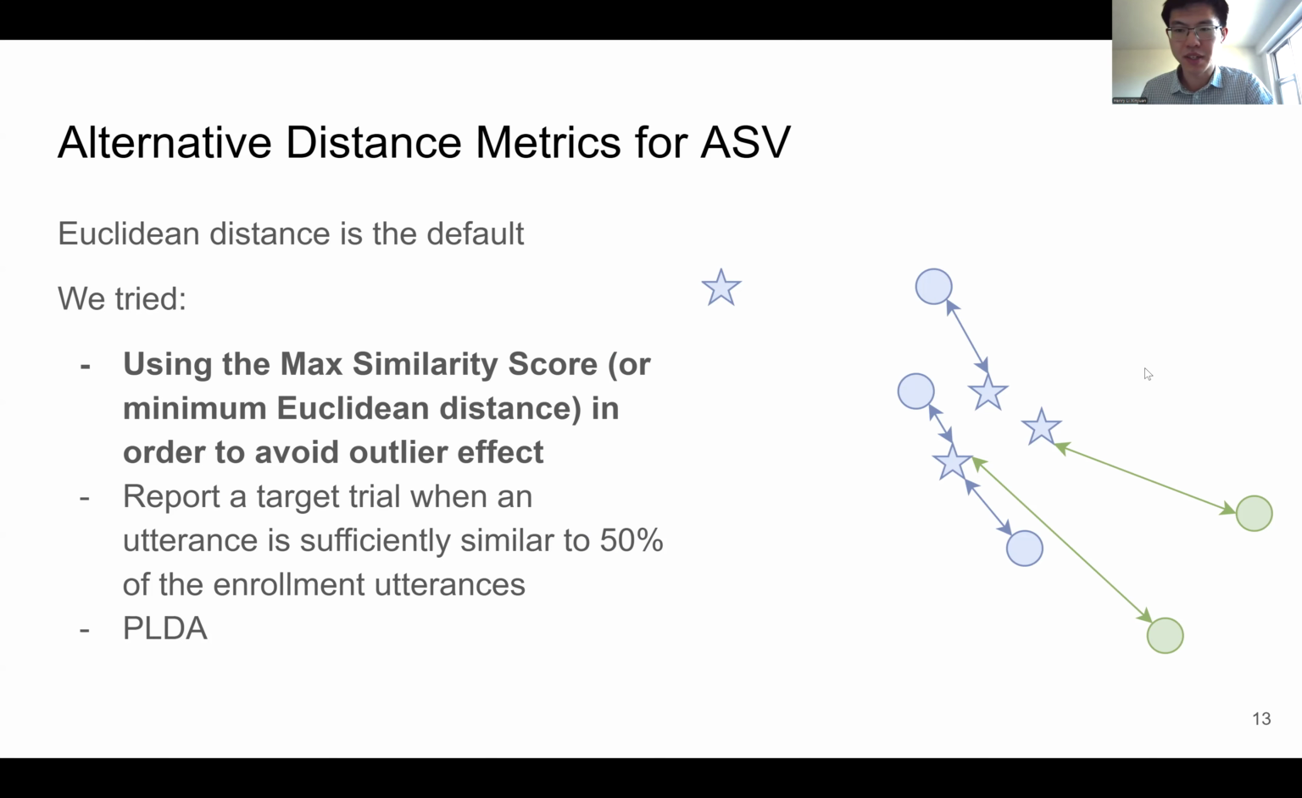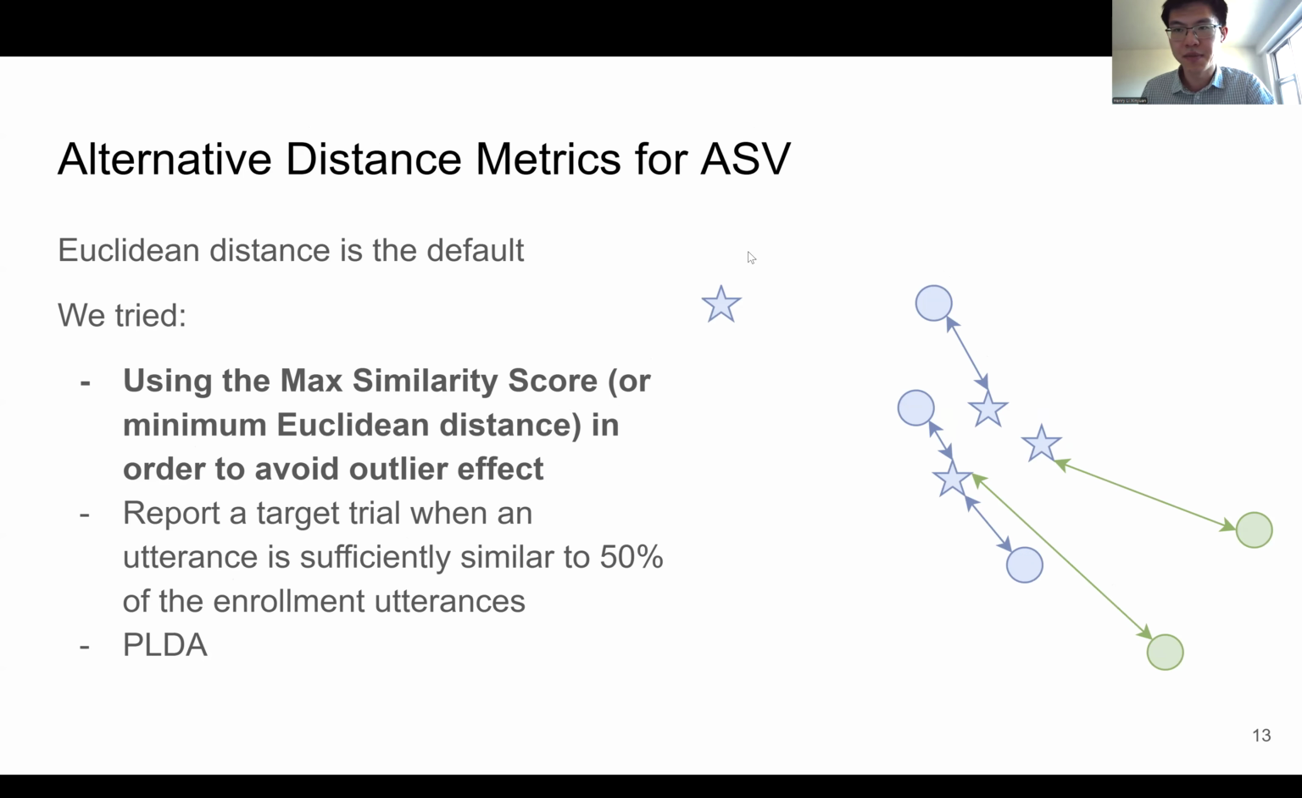In this diagram, we can see that the top left blue star, the top left enrollment utterance, is clearly an outlier. And during trial time, it is completely ignored by the system. So each of the blue circles are close enough. These doubly arrowed lines are short enough such that the blue circles get accepted, whereas the two green circles get rejected.